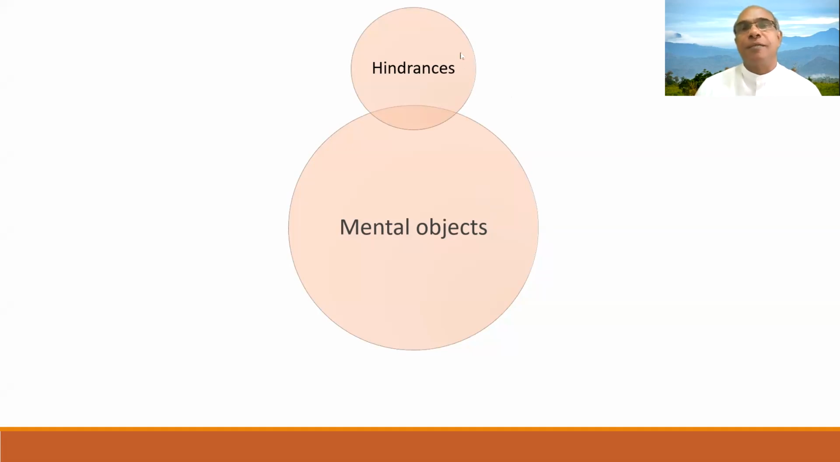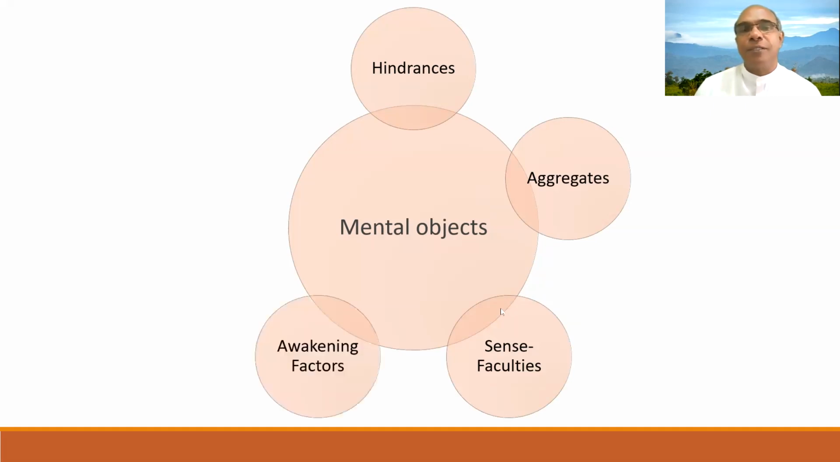There is a very important area called hindrances, aggregates, sense faculties. These are the three things we are going to cover. The other two we are not going to cover: the awakening factors and the truths, because they are too advanced. Hindrances, aggregates, sense faculties, anybody or any living being is experiencing. Therefore, those three we are covering under the mental objects. So altogether there are 5 meditations. Out of the 5, we will be trying to cover 3 of them.